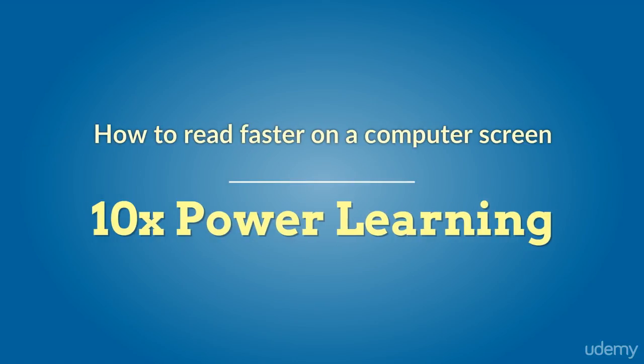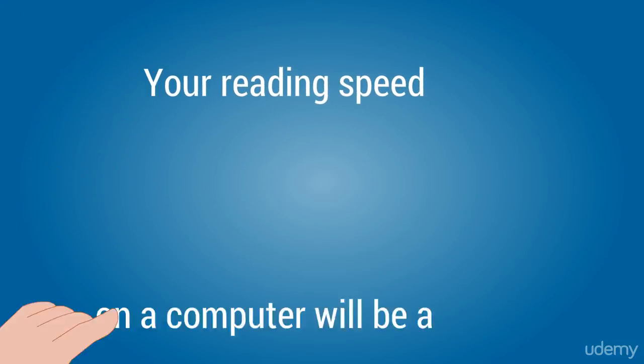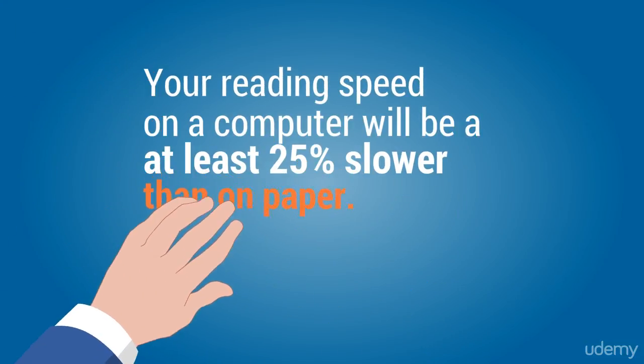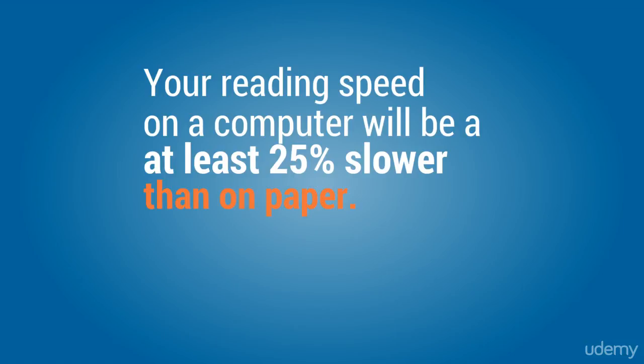How to read faster on a computer screen. Your reading speed on a computer will be at least 25% slower than your reading speed on paper. You and I cannot do anything about it. It is the way our eyes work. So if your reading speed on paper is 100 words per minute, then your reading speed on a computer would be around 75. Knowing this will make you aware that you are not doing anything wrong and you are on the right track if you are reading slowly on a computer.